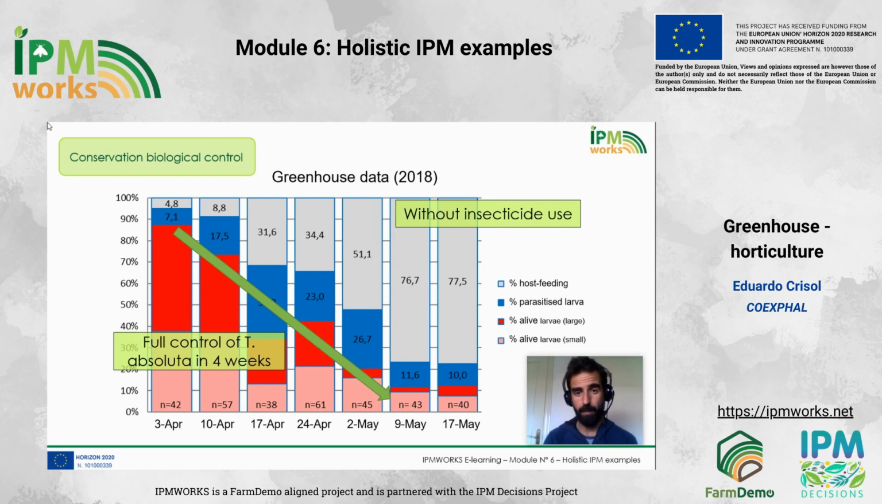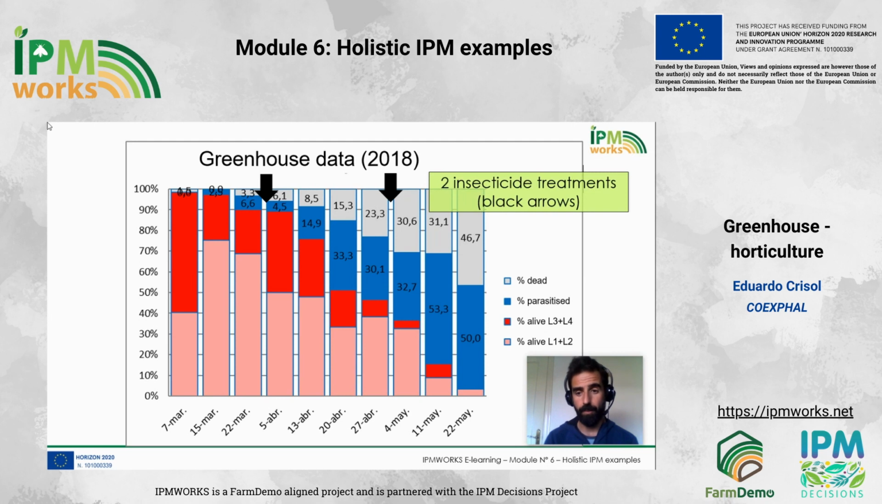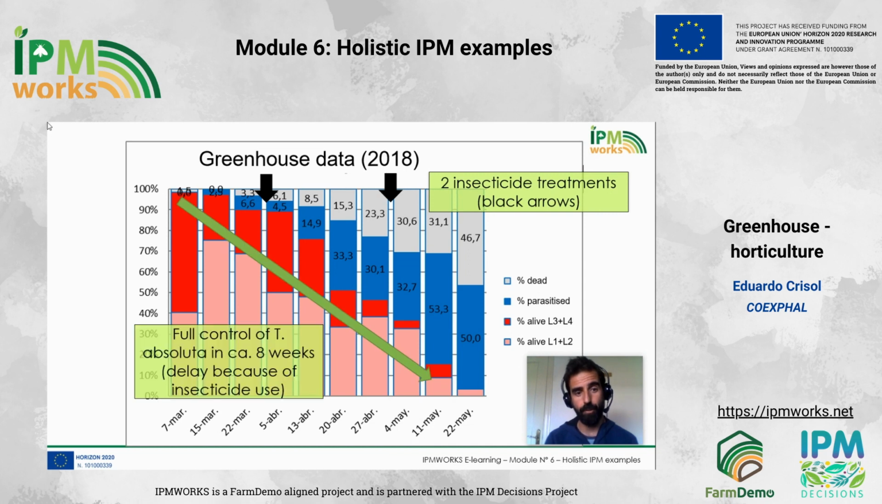Now, to show you a different example, we're going to see another greenhouse from the same year, where in this case, 2 insecticide treatments were used. These treatments are represented by black arrows. You can see a very similar pattern to the previous slide, but in this case, it's actually slower. You see the dates on the horizontal line, and the population buildup of the parasitoid is growing slower. So it took approximately 8 weeks for Necremnus sutae to control the population of Tuta absoluta because there was a delay caused by insecticide use.